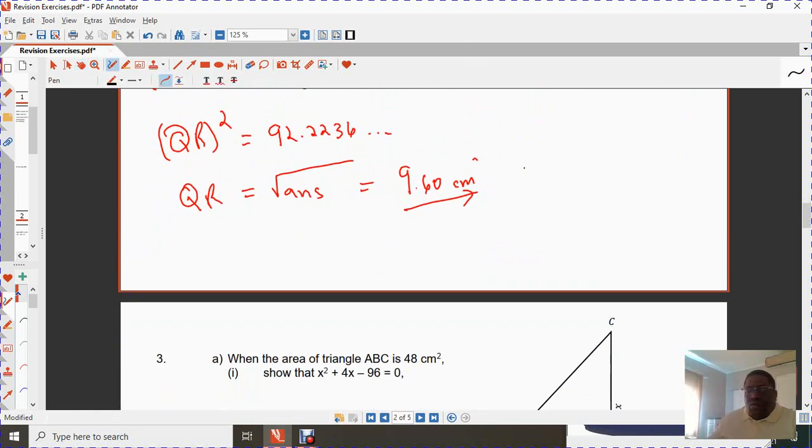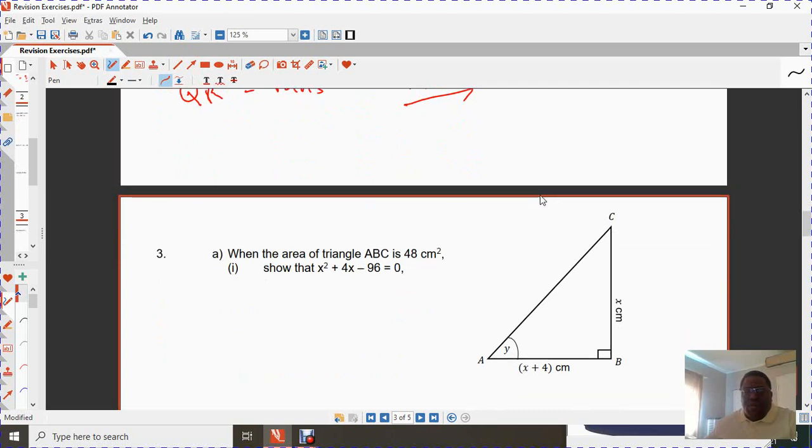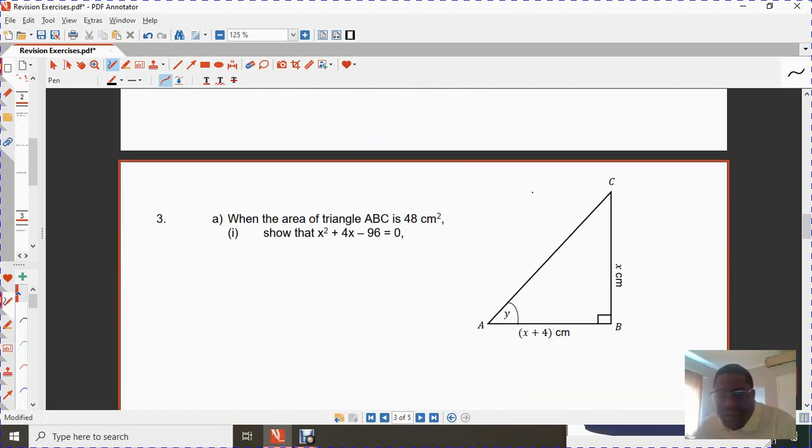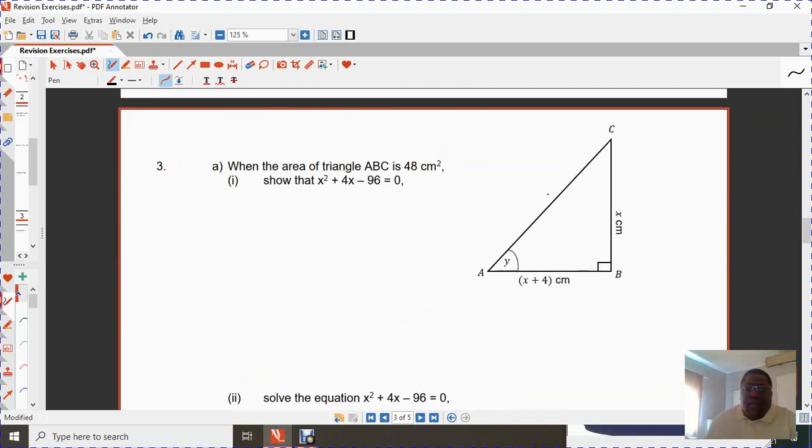Right, so I have a third question. The third question also gives you a triangle, ABC. It's a right angle triangle. And then here they say that the area is 48 square centimeters. And then you have got AB, which is x plus 4 centimeters, and BC is x centimeters, and you have angle Y there.